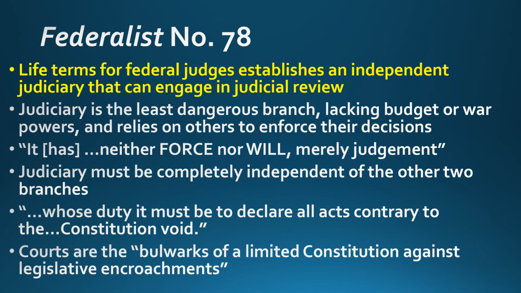So Federalist number 78 is arguing in favor of life terms for federal judges, in favor of an independent judiciary, and the power of judicial review. So how can Hamilton defend this idea that judges should have life terms? They're not even elected by the people and then they get this job for life. He says, don't worry, they are the least dangerous branch.